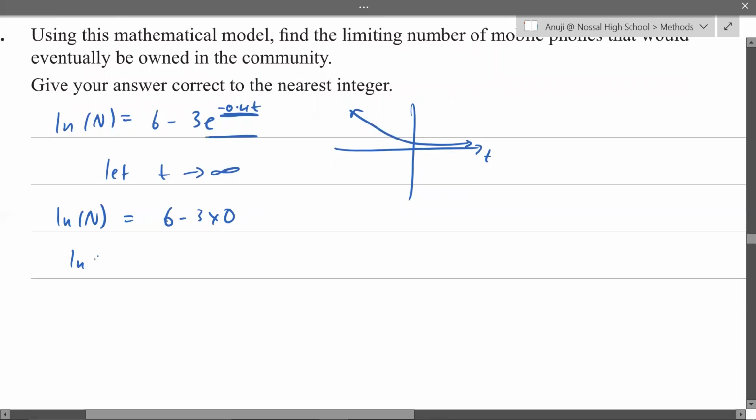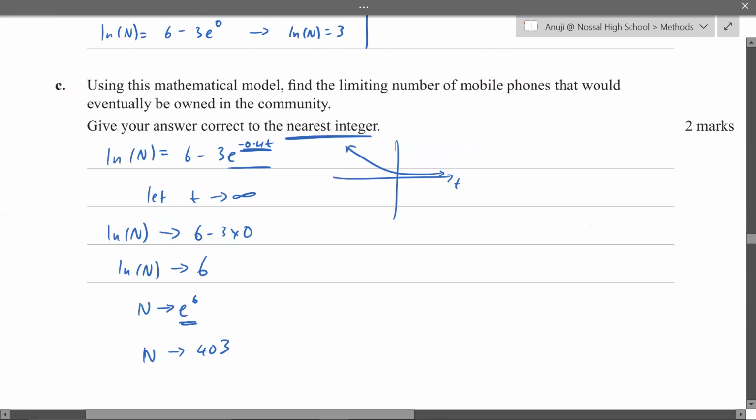Yep, so this is just ln n goes to 6. So n goes to e to the power 6. I should write arrows. e to the power 6, and again because it's asking for the nearest integer, it's around 403. So that's how you do that one.